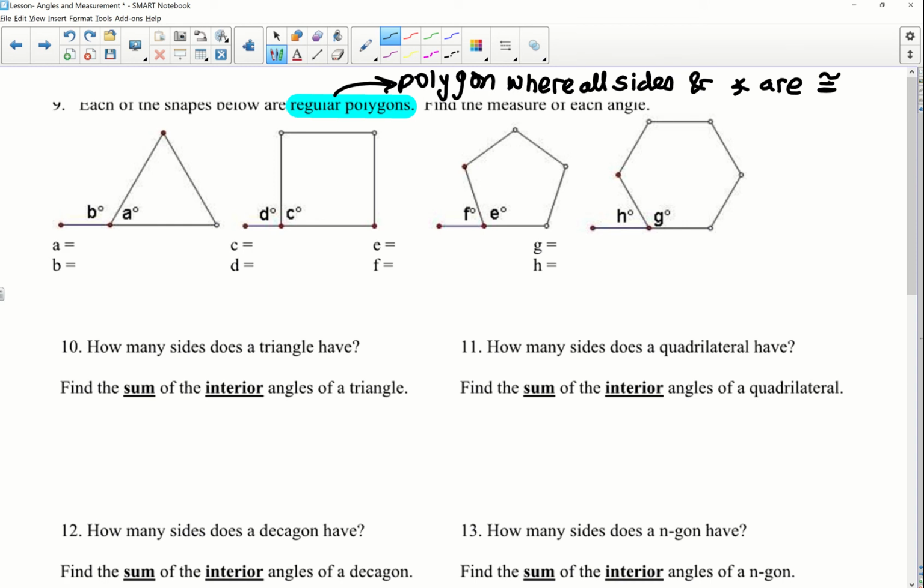Now, I know that there are 180 degrees in a triangle. So if I add up all 3 angles in a triangle, I'm going to get 180 degrees. Now, a regular triangle is also known as equilateral or equiangular. It's telling me that each one of these angles is going to be 180 degrees divided by 3. So that allows us to draw the conclusion that angle A has to be 60 degrees.